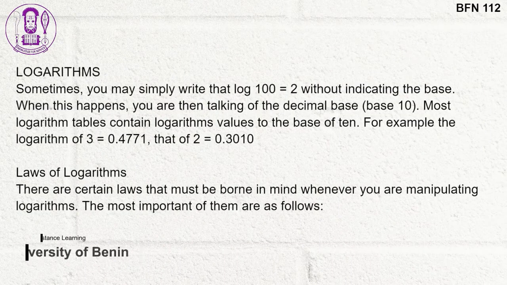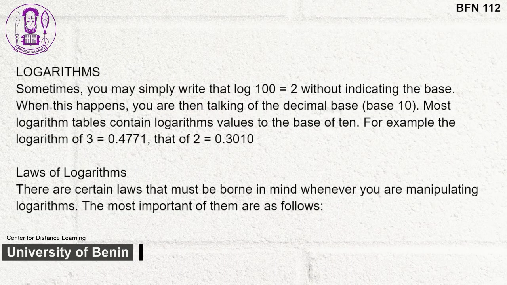Logarithms. Sometimes, you may simply write that log of 100 equals 2 without indicating the base. When this happens, you are then talking of the decimal base, base 10. Most logarithm tables contain logarithm values to the base of 10. For example, the logarithm of 3 equals 0.4771, that of 2 equals 0.3010.